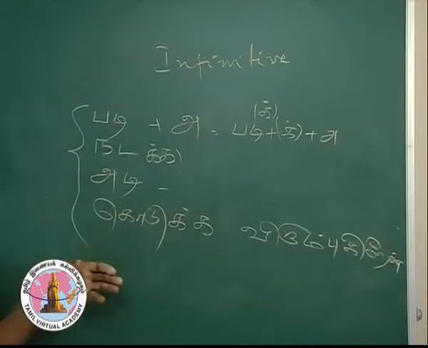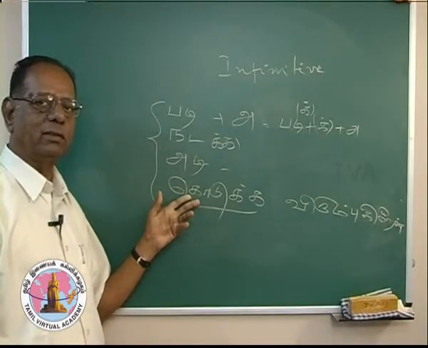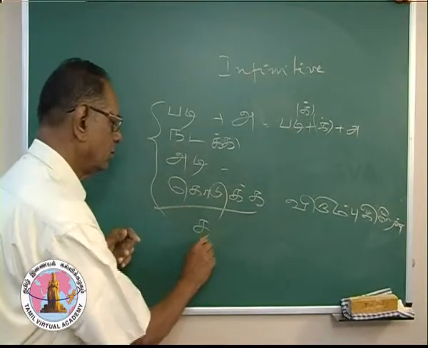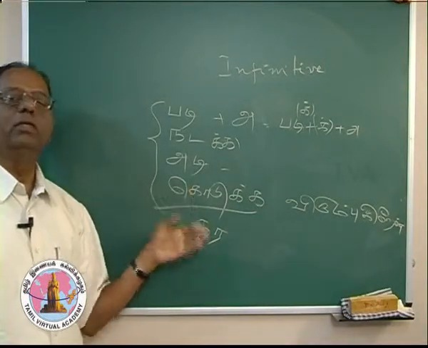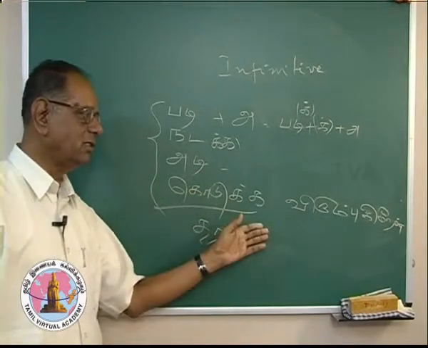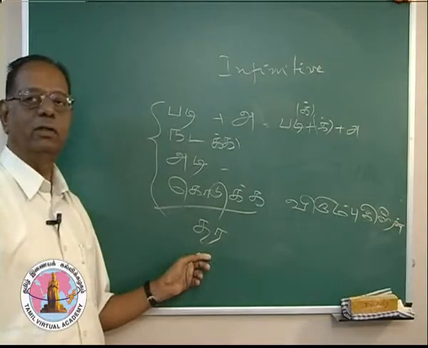We saw a different form of this verb. What is it? Just a couple of minutes back we saw that. Ta and kodu mean the same. Kodukka is the form of kodu and tara is the infinitive form of ta.